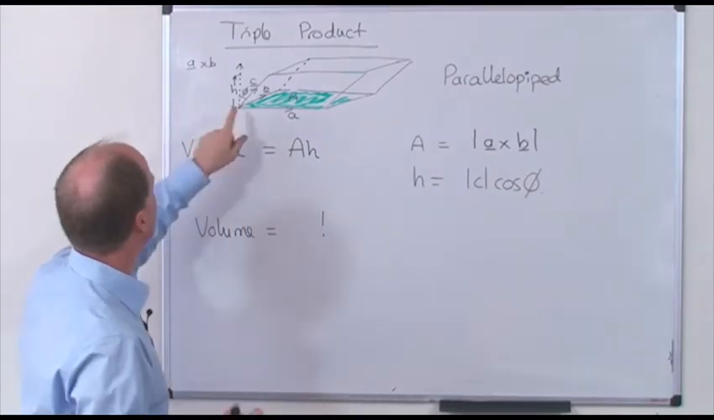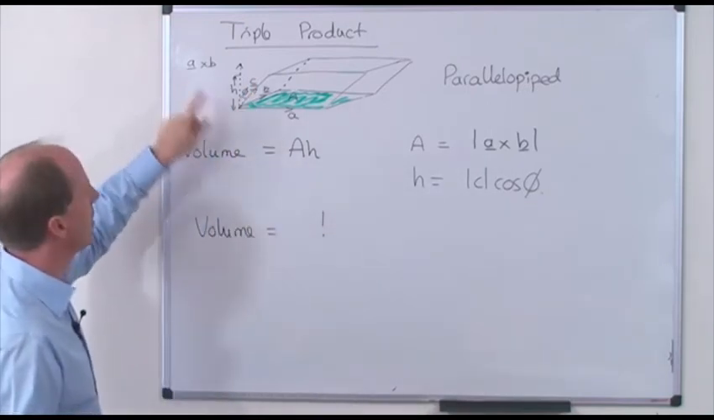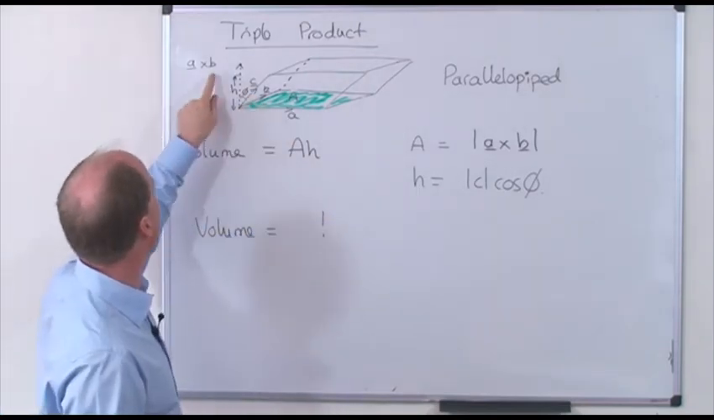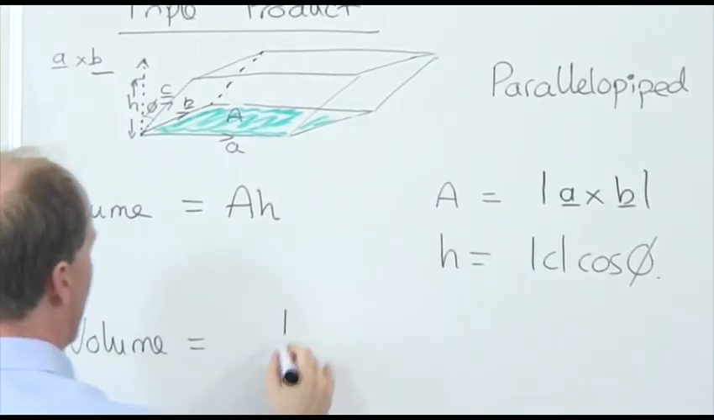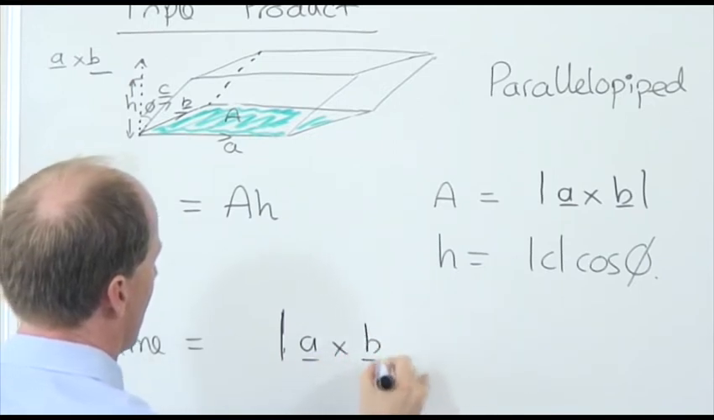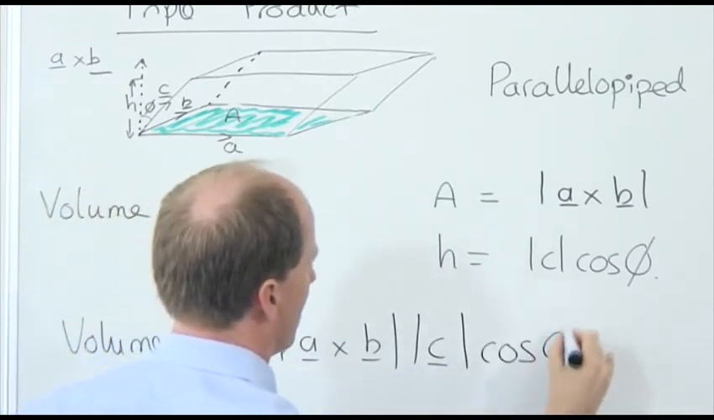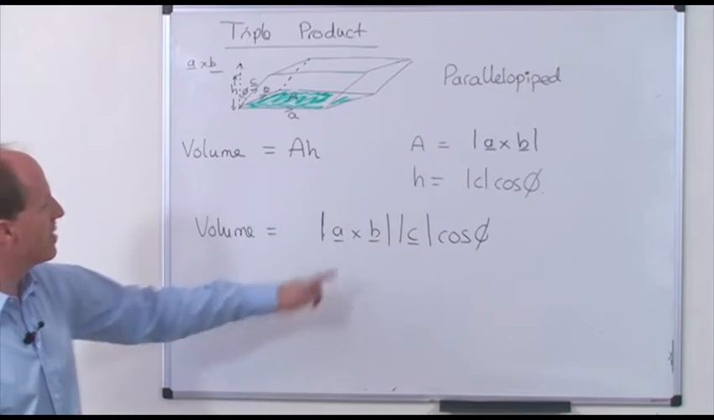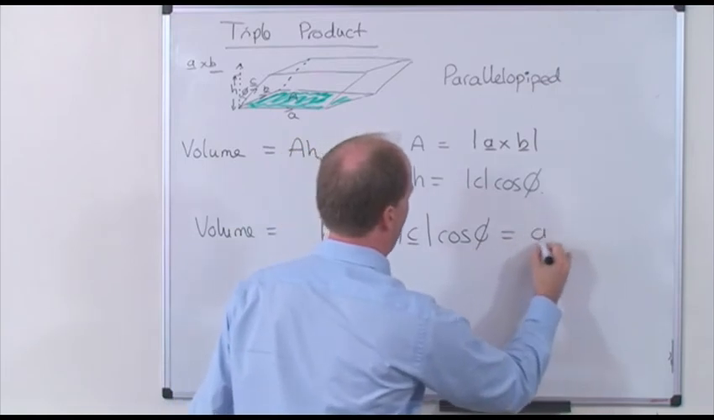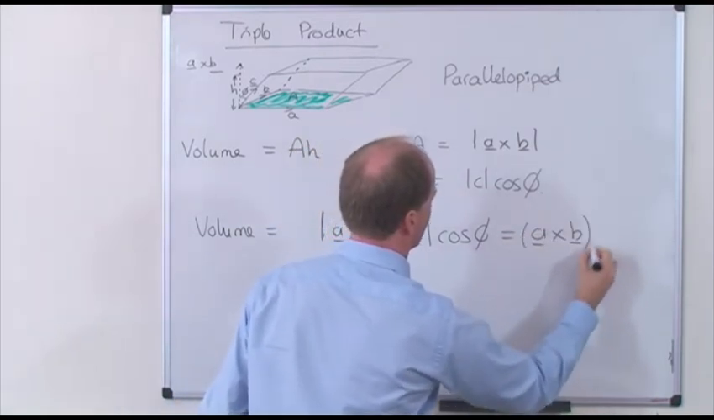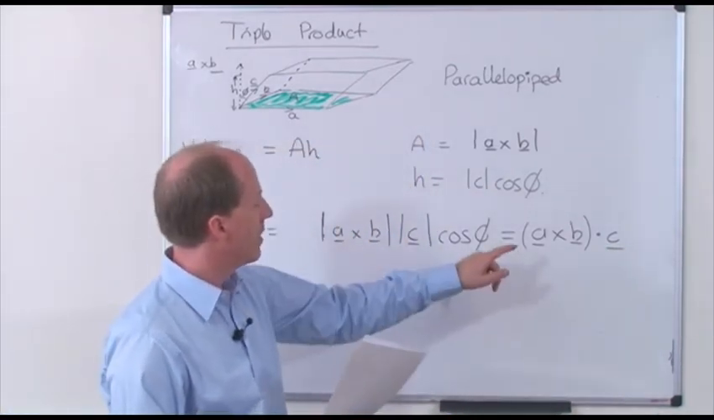And then H is given by the length of C multiplied by the cosine of the angle between the vector C and the vector A cross B. And therefore the volume will be given by the magnitude of A cross B multiplied by the magnitude of C multiplied by the cosine of the angle between them. And you can recognise that as simply the dot product between A cross B and C. This combination is called the scalar triple product.